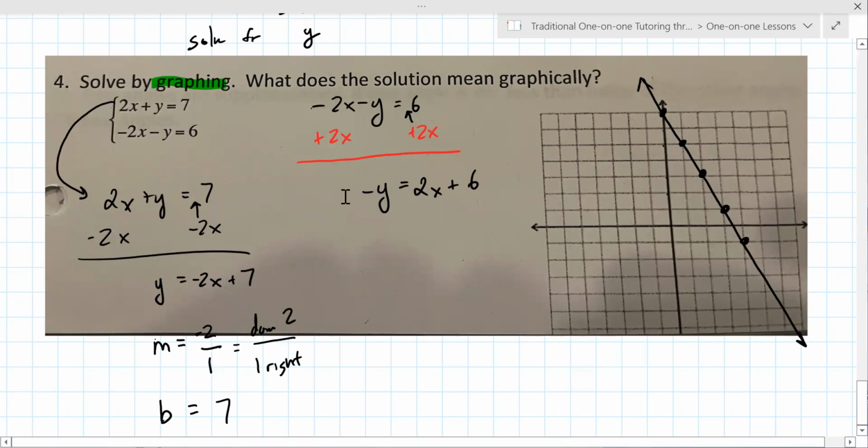Okay. And then our negative slope would be... Well, wait, hang on. Y is not alone. I mean, it looks alone, but what about that thing in front? The negative. Yeah, so you have to get rid of that. You divide everything by -1. So that results in y equals minus 2x minus 6.